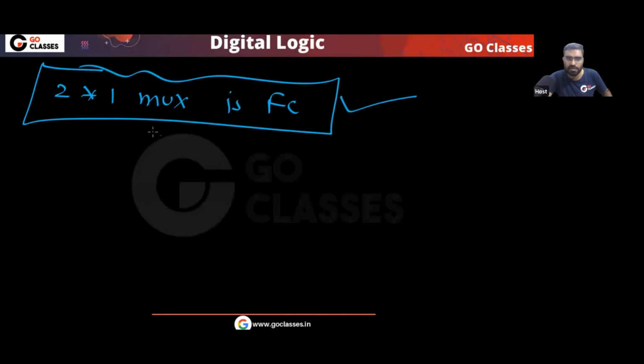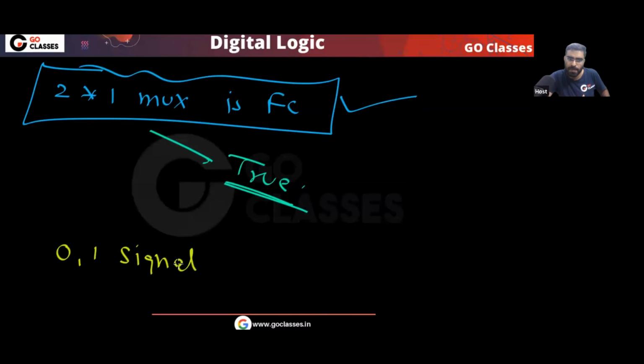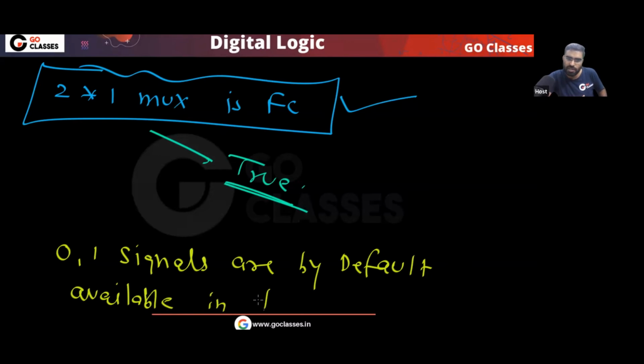So this line is true: the 2 by 1 multiplexer is functionally complete. What is the reason? Because remember, these 0, 1 signals are by default available. You can use them in the inputs. Is this clear? Please tell me.